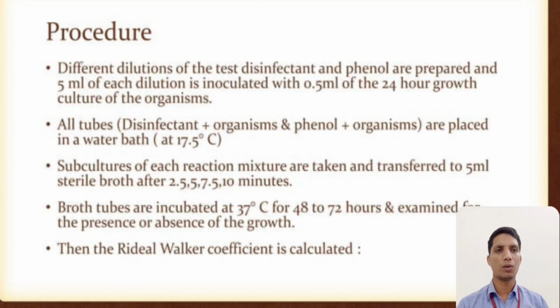Now we will come to the procedure of the Rideal-Walker test. In this procedure, different dilutions of the test disinfectant and the phenol are prepared, and 5 ml of each dilution is inoculated with 0.5 ml of a 24-hour growth culture of the organisms. There are three types of organisms: Staphylococcus, Salmonella, and one Pseudomonas category.